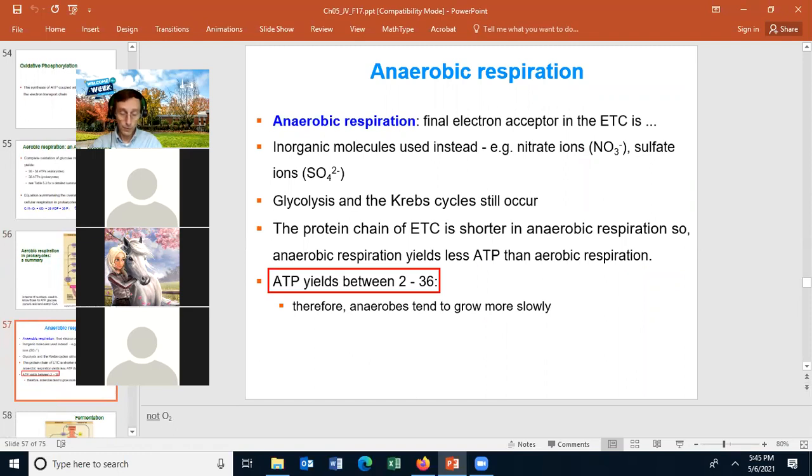Any questions about aerobic respiration? If not, let's turn to anaerobic respiration.